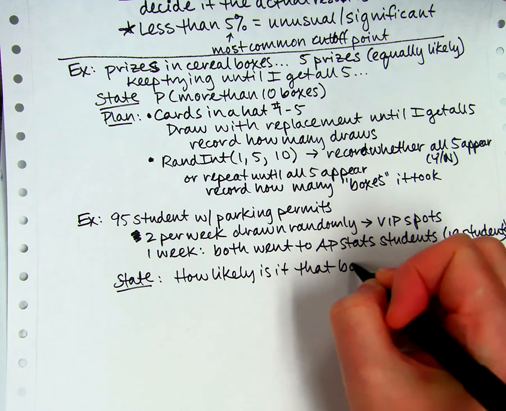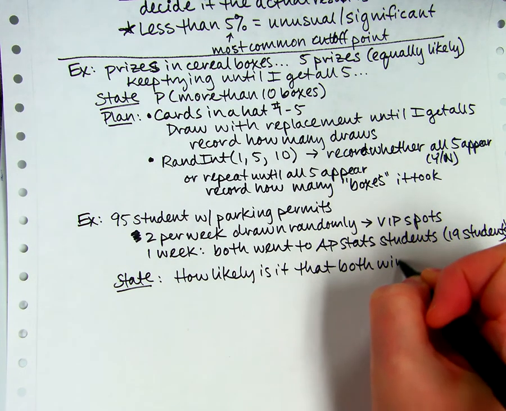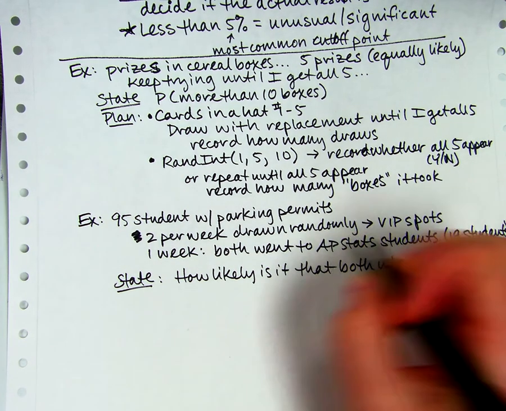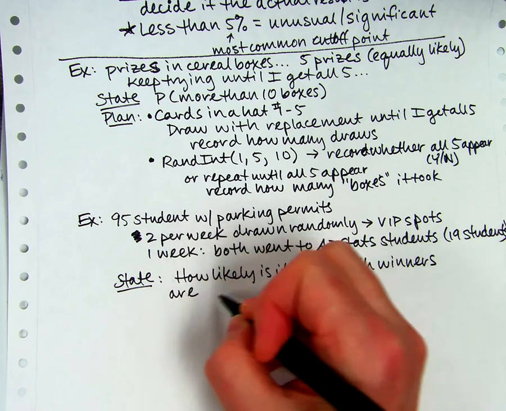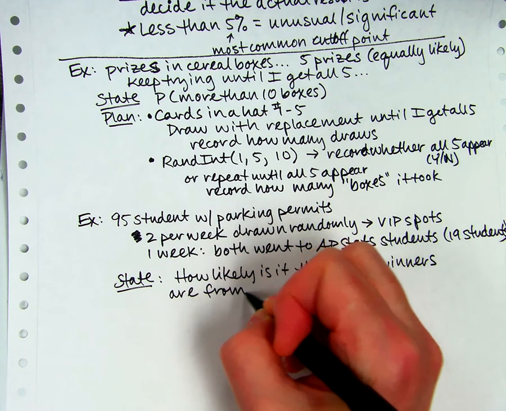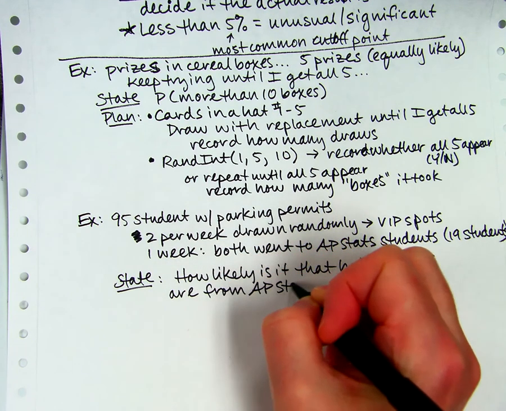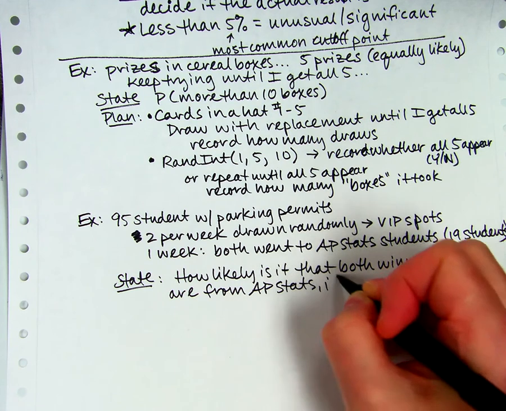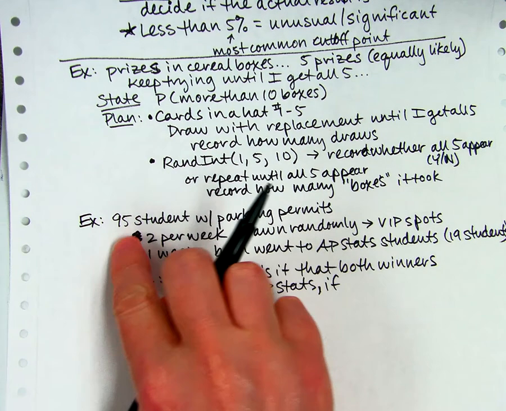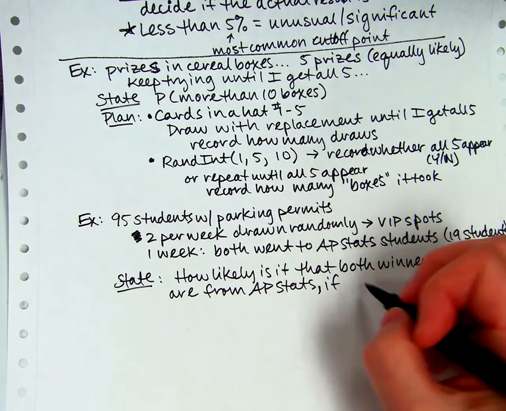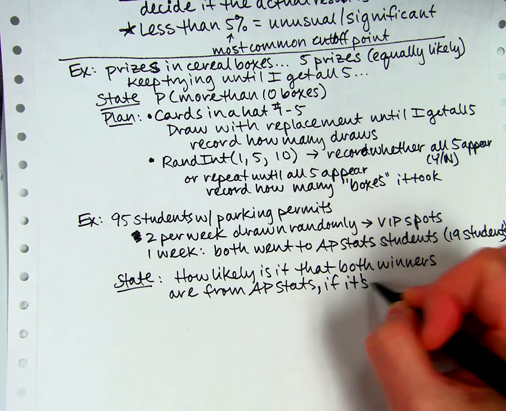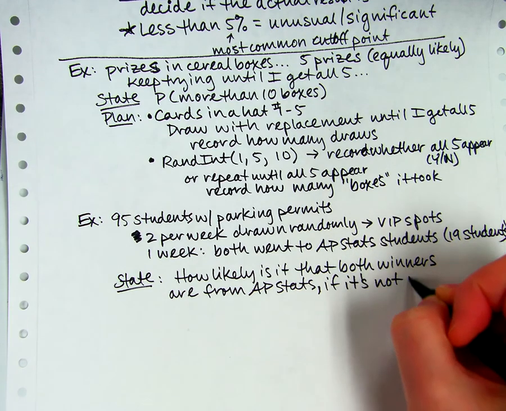That's my statement: that both winners in the same week are from AP Stats. If it's not rigged. So we're going to assume that those 95 students all were equally likely to be chosen, and it's not being rigged.